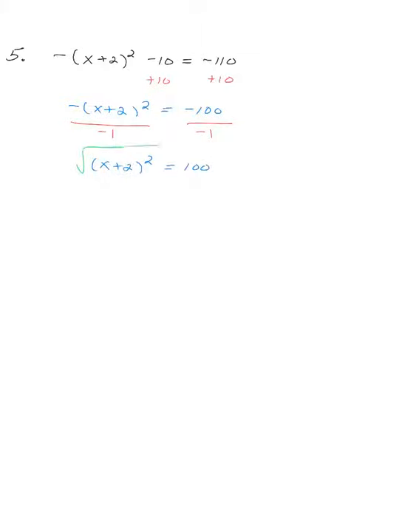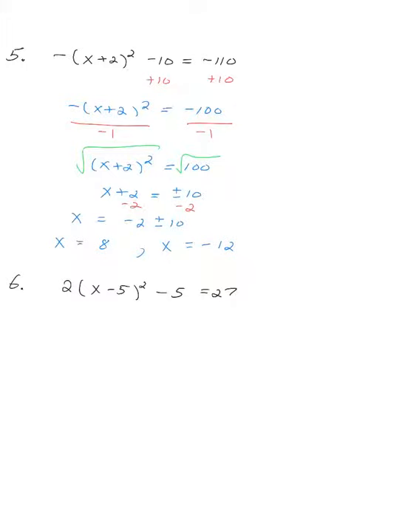Now, when I take the square root of both sides, we get x plus 2 is equal to plus or minus 10. So after subtracting 2 from both sides, we get that x is equal to negative 2 plus or minus 10, which, if we break this apart, is negative 2 plus 10, which is 8, as well as x is equal to negative 2 minus 10, which is negative 12.